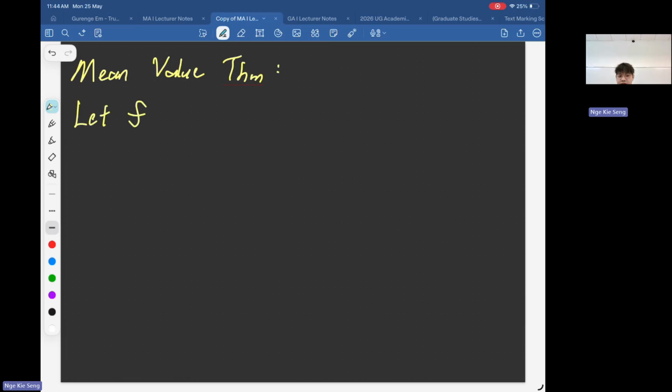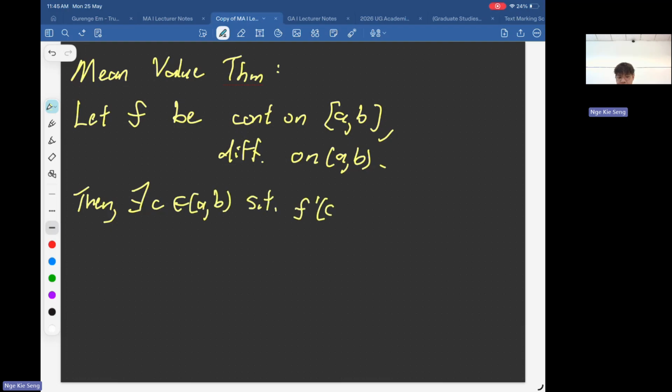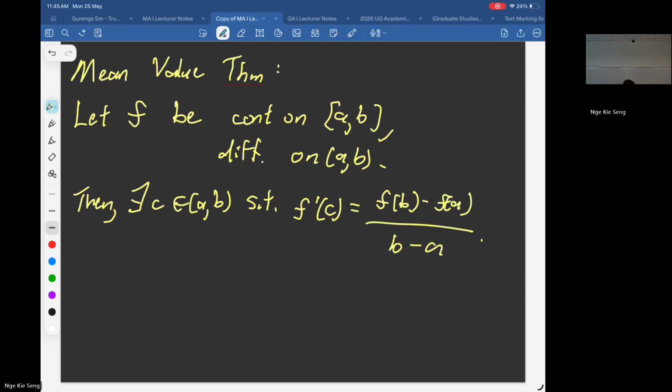Okay, so let f be continuous on the closed interval [a,b] and differentiable on the open interval (a,b). Then there is a c in (a,b) such that f prime of c equals (f(b) minus f(a)) over (b minus a). So what does this mean? Can you see this in picture form?